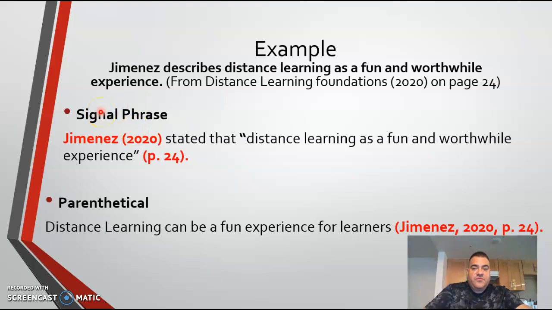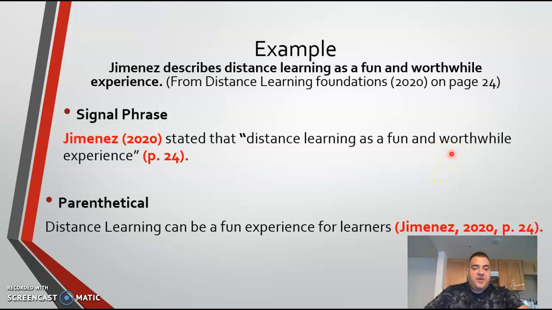Well, I can use a signal phrase. And again, what do I need to do when I create a signal phrase citation? First and foremost, I need to include the author, followed by, in parentheses, the year. I put my statement: what did the author say? What did they state? What did they do? And I have the direct quote, followed by, in parentheses, the page number with a period at the end. This is an example of a signal phrase citation.